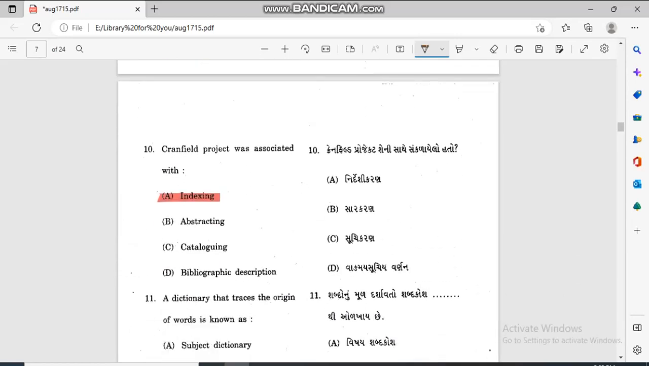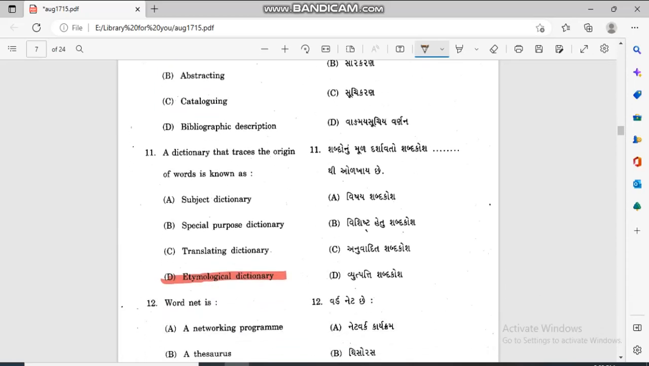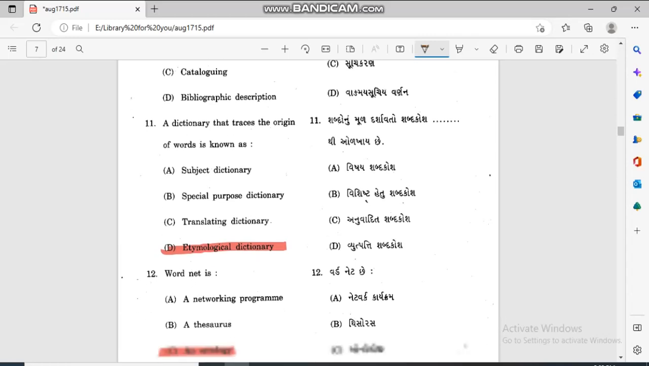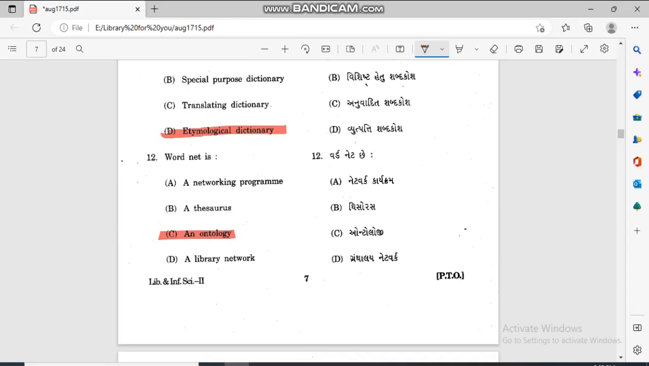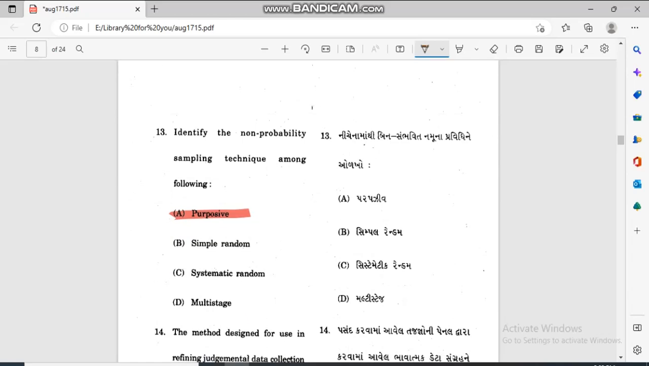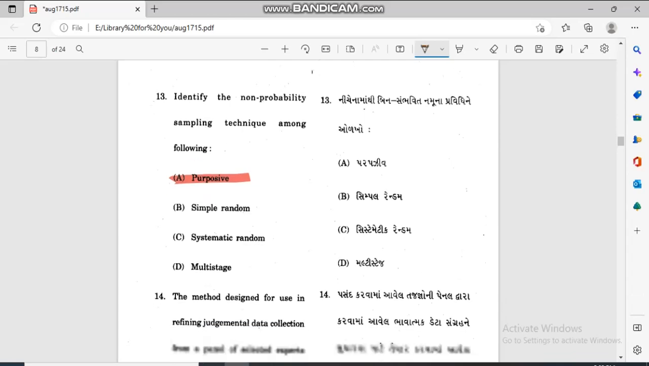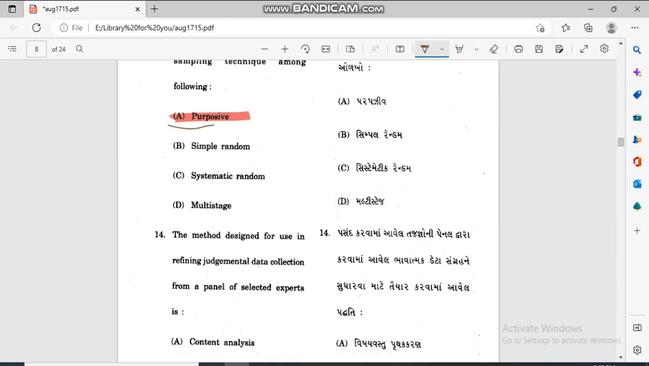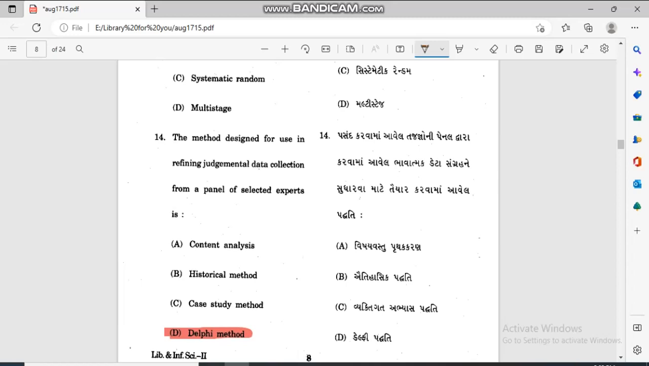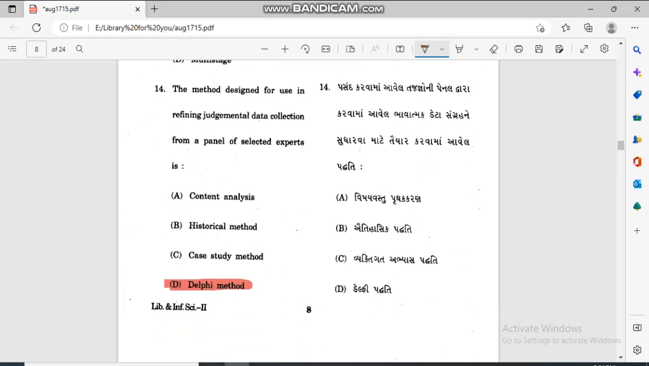10th, Cranfield project was associated with indexing. Next, a dictionary that traces the origin of words is known as etymological dictionary. WordNet is an ontology. Identify the non-probability sampling techniques among the following. Answer is purposive. Next, the method designed for use in defining judgmental data collection from a panel of selected experts is Delphi method.